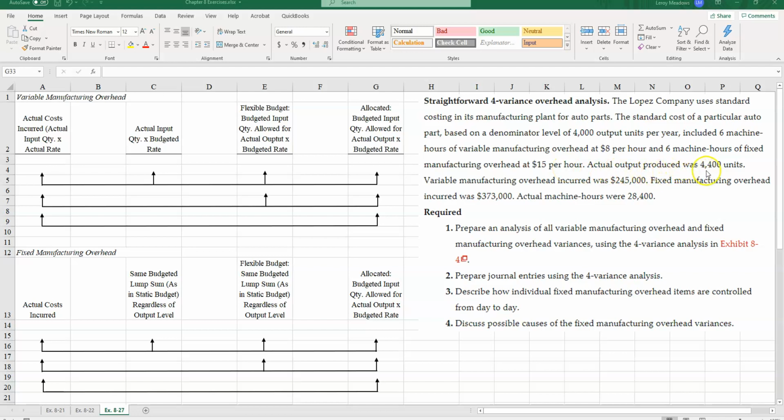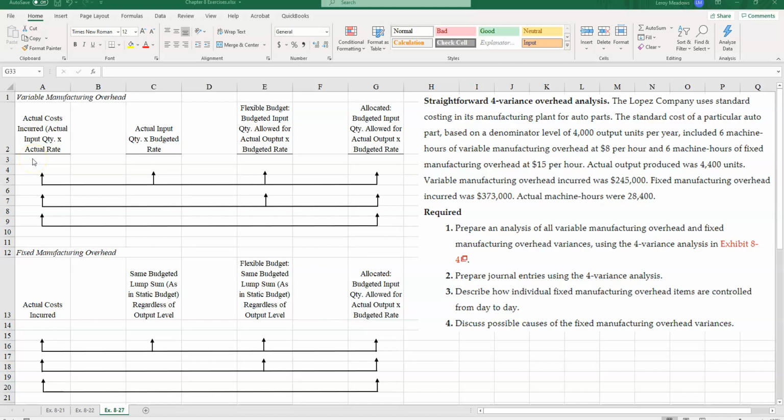Actual output produced was 4,400 units. Variable manufacturing overhead incurred was $245,000. Fixed manufacturing overhead incurred was $373,000. Actual machine hours were 28,400. So let's take a look and calculate our variable manufacturing overhead calculations first.